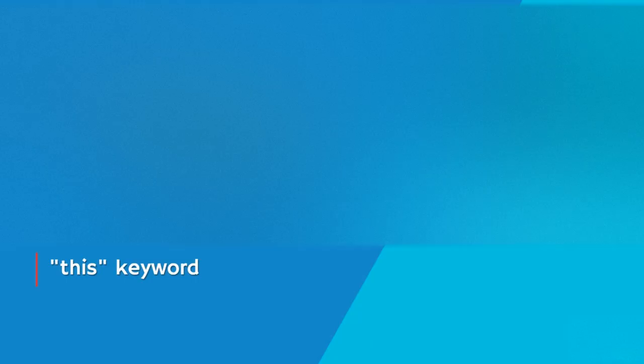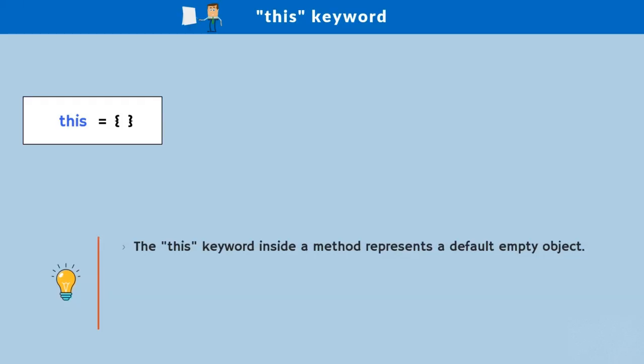In JavaScript, this is a predefined keyword that represents the current object based on which the method is called. By default, whenever you use the this keyword outside a method, it represents an empty object. For example, if there is an object, and outside the object, that means outside the method, you write the this keyword, it represents an empty object. So if you print the this keyword, you will get an empty object like this.